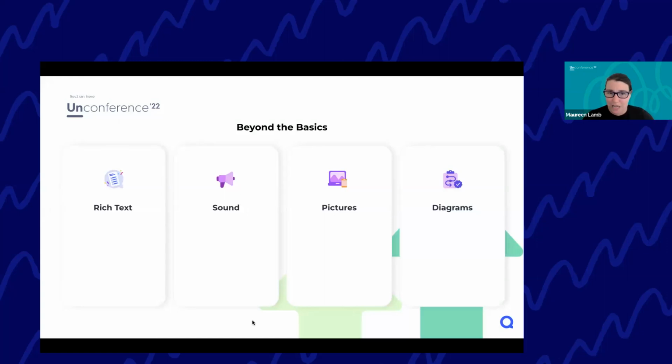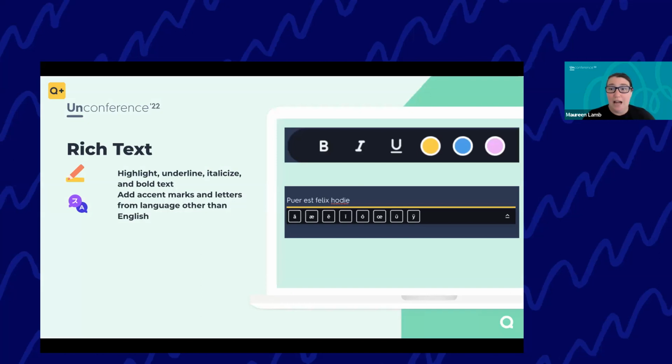We're going to talk about rich text, sound, pictures, and diagrams. So I love using the rich text features because I can highlight something. As a language teacher, I do a lot of vocabulary and context. And so for me, it's really important. I'll give a sentence in Latin and I will highlight or underline or bold or all of the above a word that I want students to identify, whether that's identifying what the vocabulary word means, identifying the grammar, etc. And so the rich text really helps me with this.